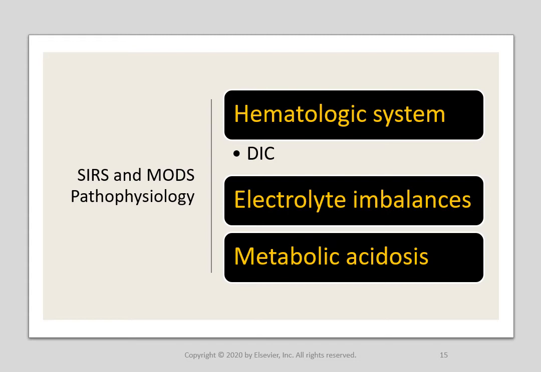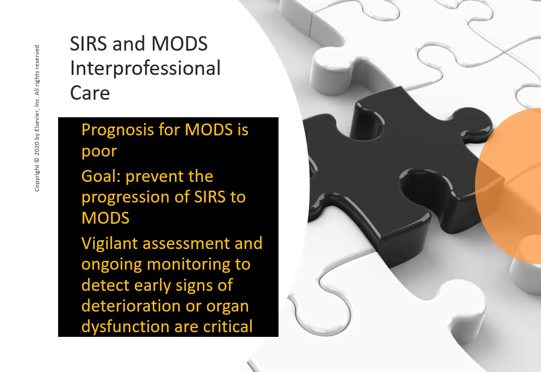Metabolic acidosis results from impaired tissue perfusion, hypoxia, and the shift to anaerobic metabolism. This increases lactate levels. Progressive renal dysfunction also contributes to metabolic acidosis. Hypocalcemia, hypomagnesemia, and hypophosphatemia are common. The prognosis for the patient with MODS is poor, with mortality rates of 40 to 60%. Mortality increases as more organ systems fail.